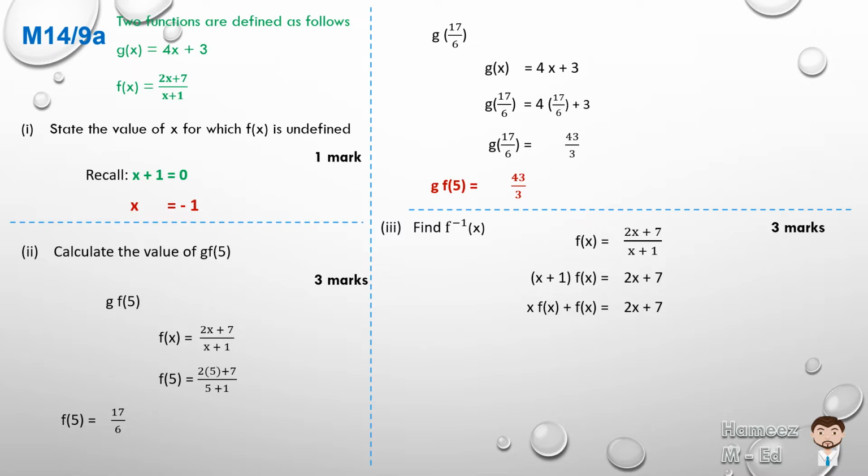So let's bring all the x's on one side. So we get x f of x minus 2x is equal to minus f of x plus 7. So we can factorize out the x. So we get x by f of x minus 2 is equal to minus f of x plus 7. So we can carry that across. So we're left with x is equal to minus f of x plus 7 over f of x minus 2. And now we just replace x by f inverse and replace f of x on the right side by x. So f inverse x is equal to minus x plus 7 all over x minus 2.